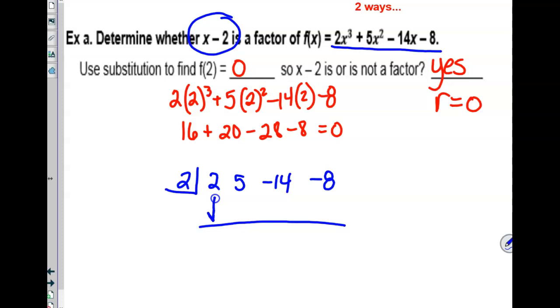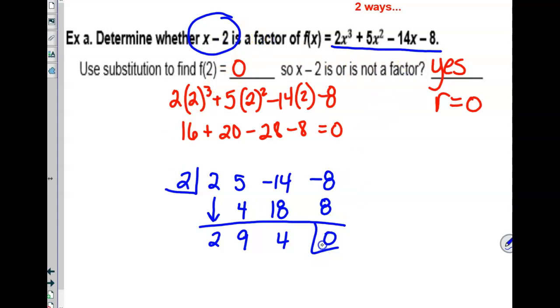Okay. The first one just drops down. Then what? 2 times 2 is? Add. 2 times 9 is? Add. 2 times 4 is? Add. Okay. So is x minus 2 a factor? Yes, because the remainder was 0.